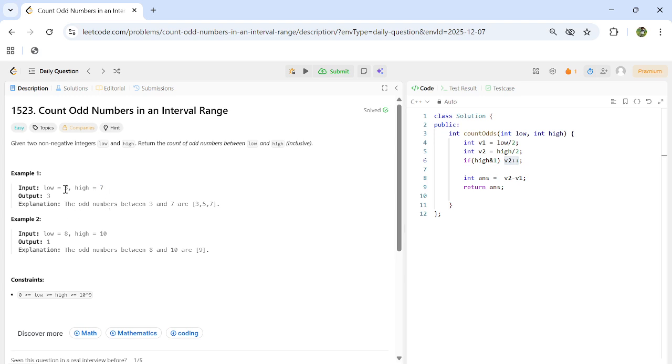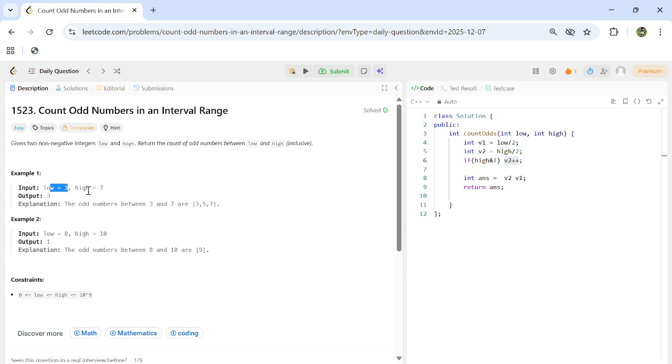Take this case: initially low is 3. In the low portion I am not doing v1 plus plus. If low is odd, we do not have to do v1 plus plus. We just look at whether high is odd or not. So low 3 means 3 by 2. What is 3 by 2? 1.5, and its floor value is 1, right?